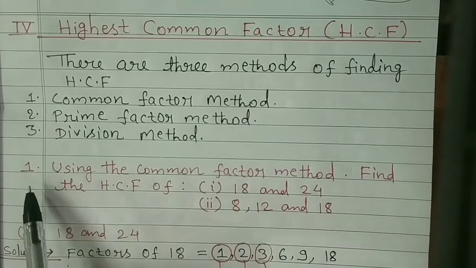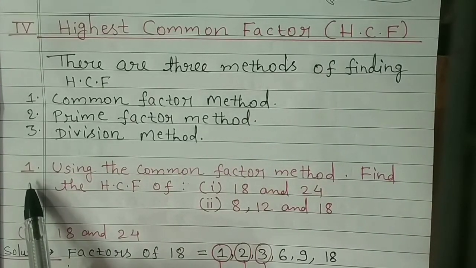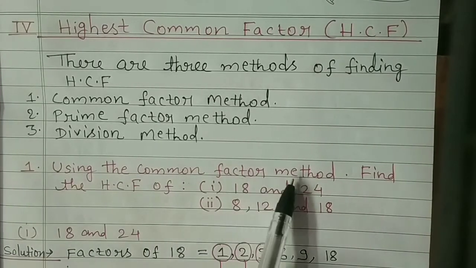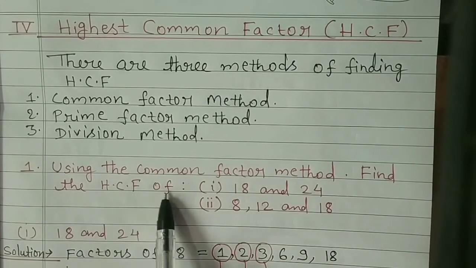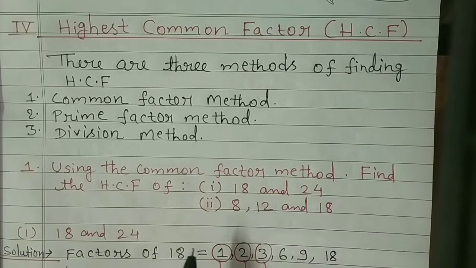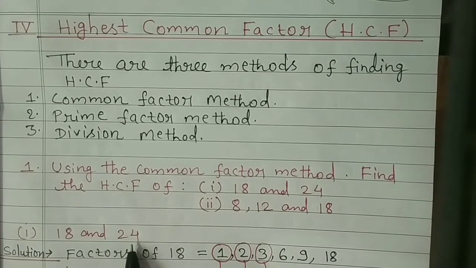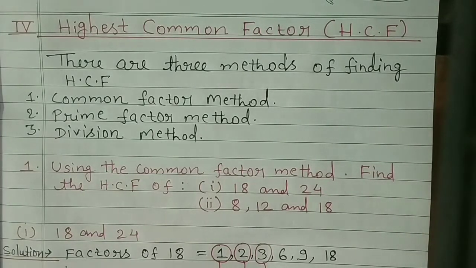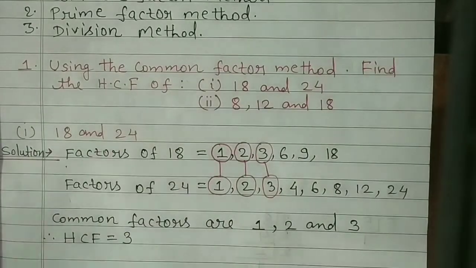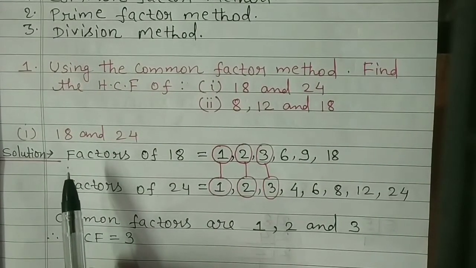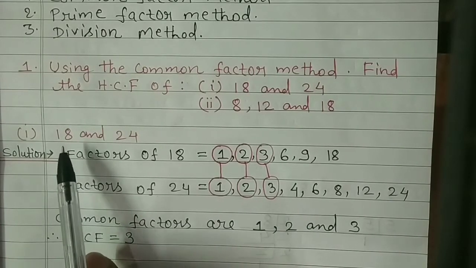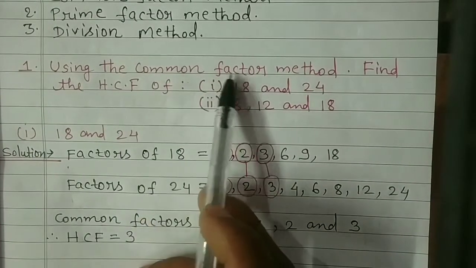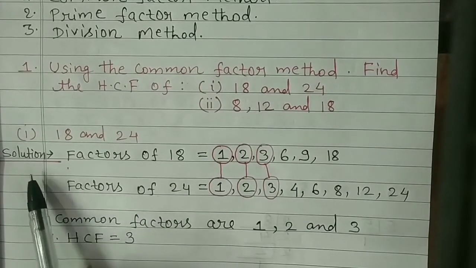Okay? So here is the question. So the question is, the first question is, using the common factor method, find the HCF of 18 and 24. The first question is 18 and 24. Okay? So now we are going to find the HCF of 18 and 24. Okay? Using common factor method. So the solution is here.